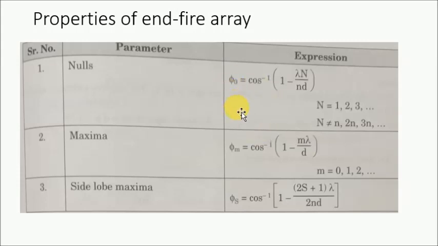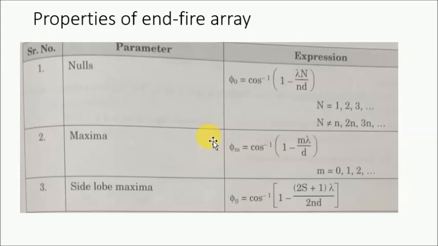So if I put psi equal to 0, we know psi is nothing but beta d into cos phi plus alpha. If I put phi equal to 0 and psi equal to 0, alpha is equal to minus beta d, and thus the end-fire along phi equal to 0 radiates provided there is a successive phase lag between the elements of an amount of beta d, which is the lagging part.